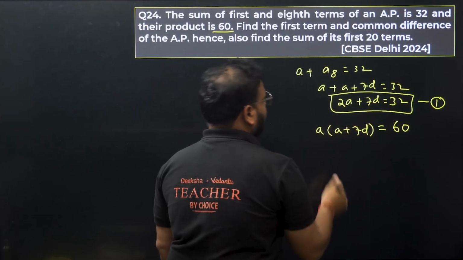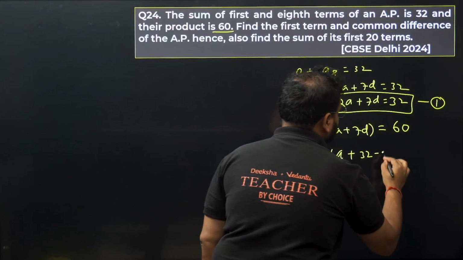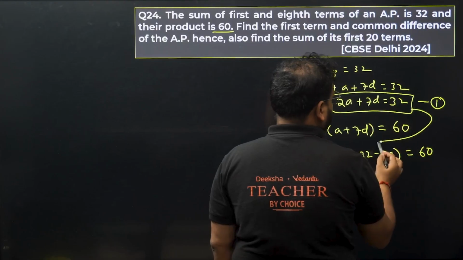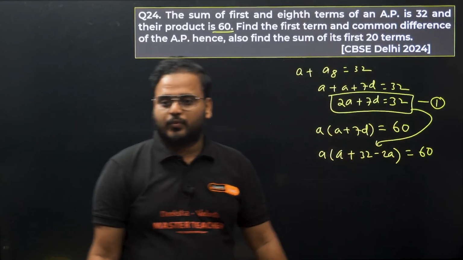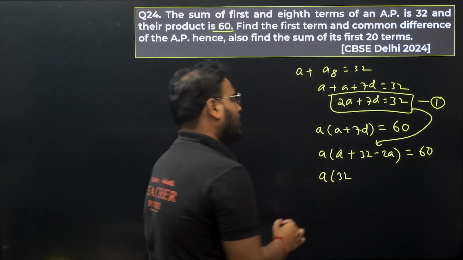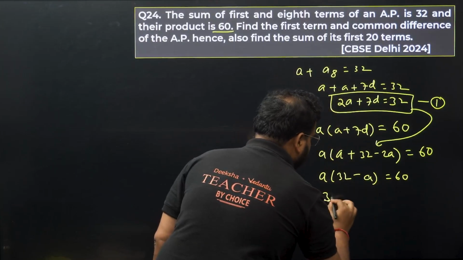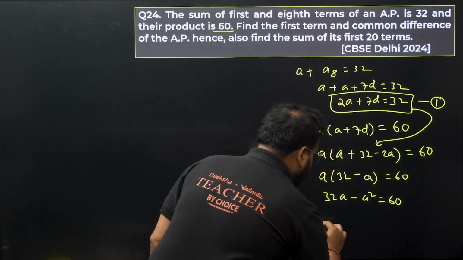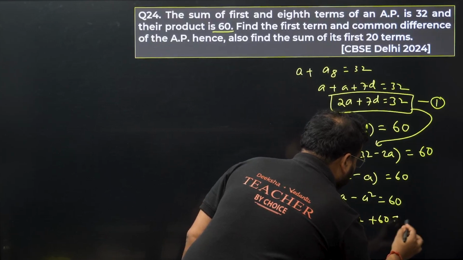It will become 32 minus 2A. It will become A plus 32 minus 2A equals 60. I'm using this over here, okay? That is 7D, bringing this 2A on this side, 32 minus 2A. So I have over here (32 minus A) times A equals 60. Expand the bracket now. I get 32A minus A square equals 60. On the other side, if you move, you get A square minus 32A plus 60 equals 0.